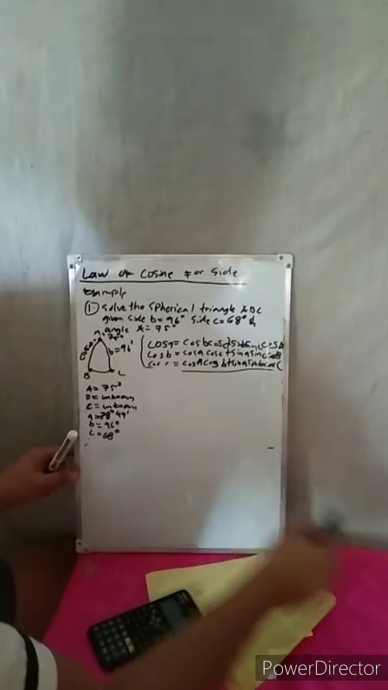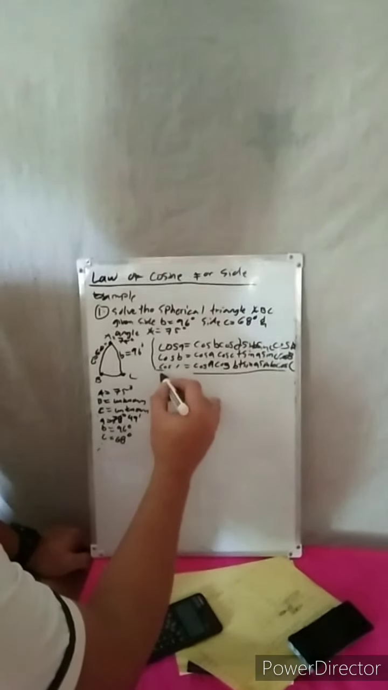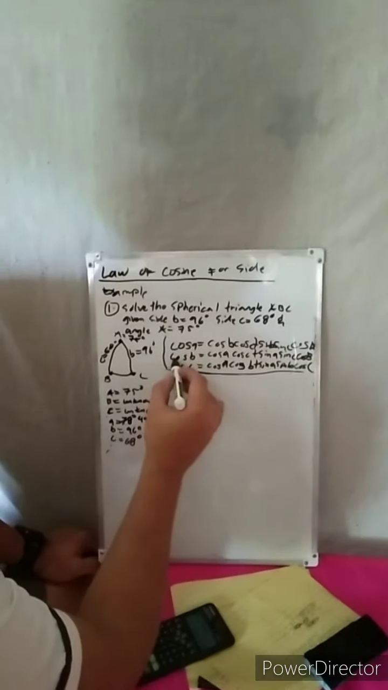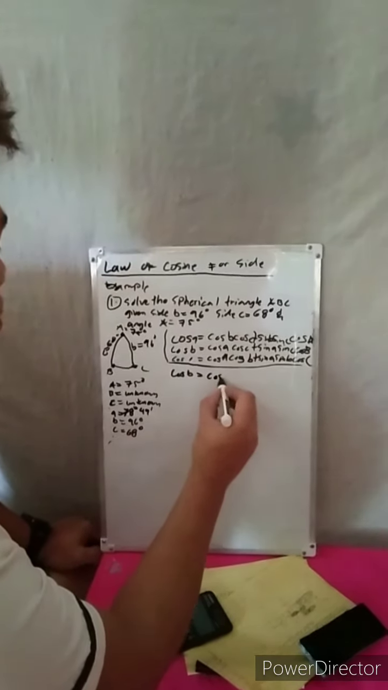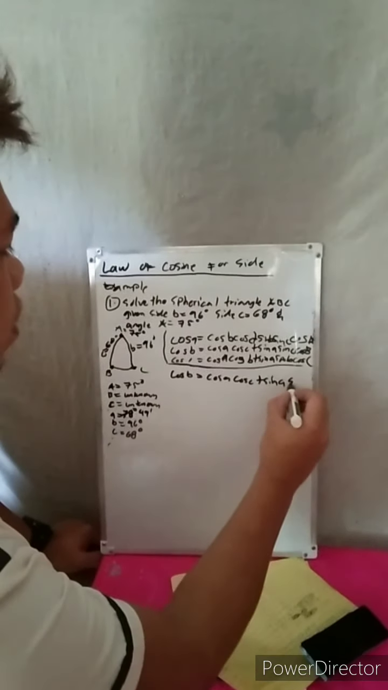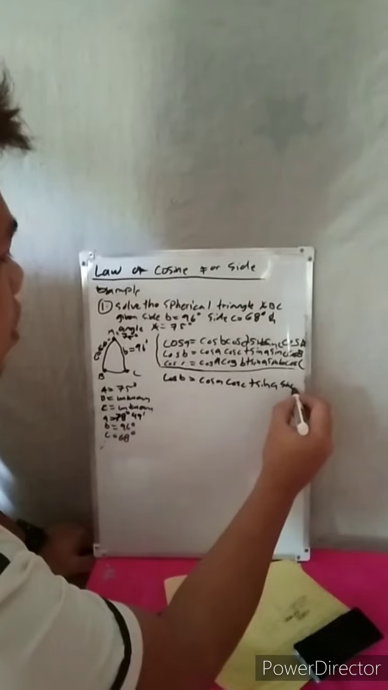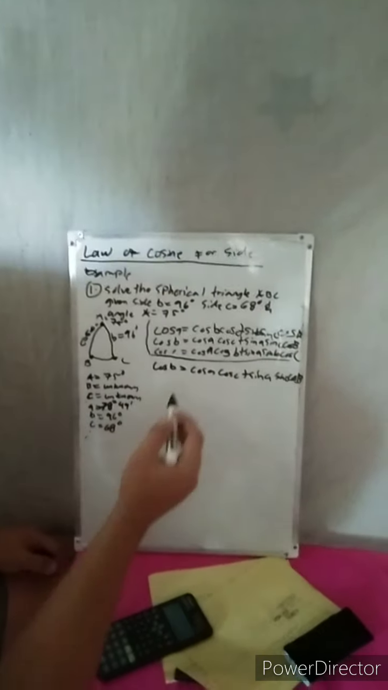Use algebra, transpose it. So for angle B, the equation we will use is this: cosine B equals cosine A cosine C plus sine A sine C and cosine B. So this is the equation we will use.